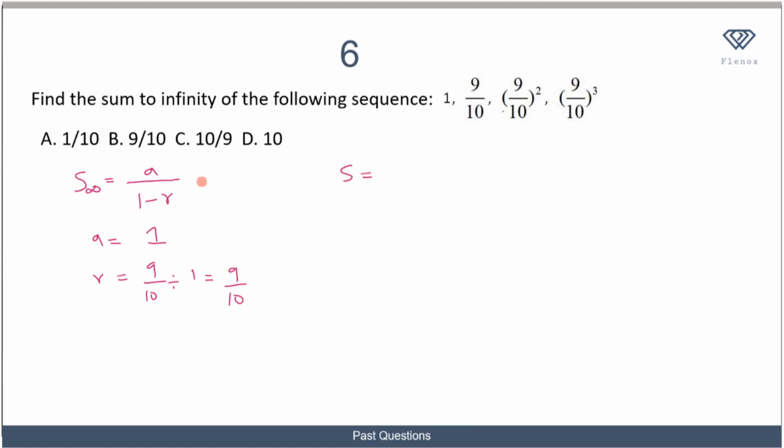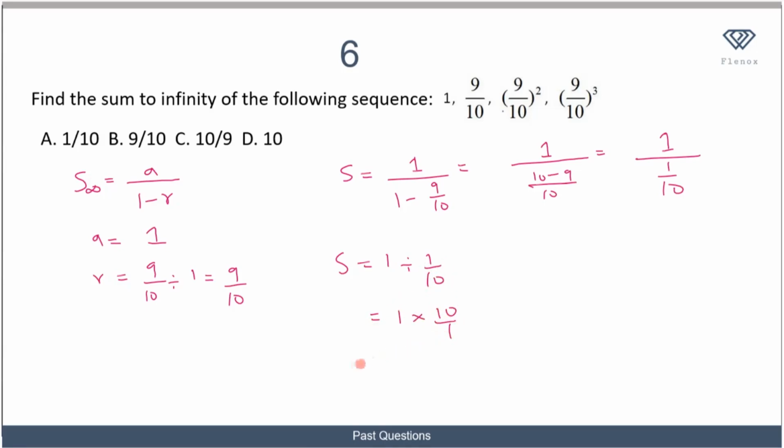So our sum to infinity is going to be equal to the first term, which is 1, over 1 minus 9 over 10. So that will be equal to 1 over, the LCM here will be 10, so 10 times 1, 10, minus 9, which is equal to 1 over 1 over 10, which is the same thing as writing 1 divided by 1 over 10. And when you change it to multiplication, you have 1 times 10 over 1, and that is equal to 10. So the sum to infinity of this sequence is 10, and the correct option is D.